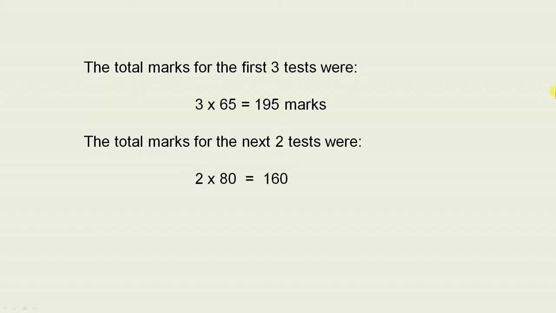The total marks for the first 3 tests were 3 times 65, because the average for each test was 65. So if you multiply those two together, that gives you 195 marks. So that was the total for the first 3 tests.